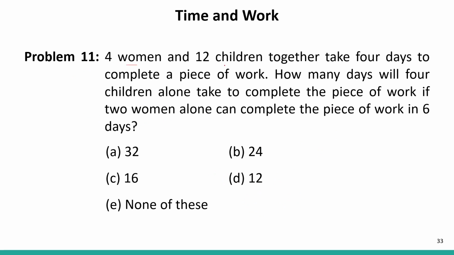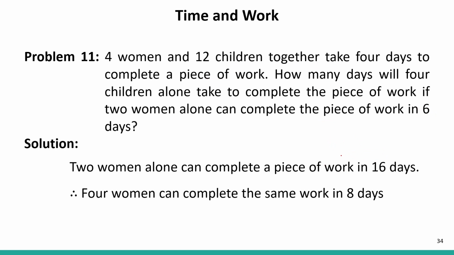So 4 women and 12 children together take 4 days to complete a piece of work. So how many days will 4 children alone take to complete the piece of work if 2 women alone can complete the piece of work in 6 days? It is given to us that 2 by x is equal to 1 by 6. So this implies that x is equal to 12. Okay. So for one woman, it will take 12 days to complete the same work.